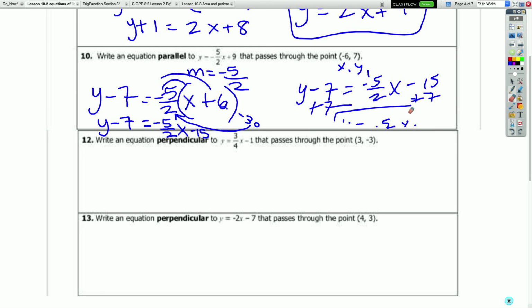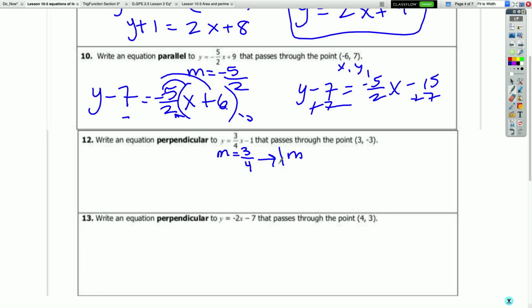Perpendicular. What do I know about perpendicular slopes? They are negative reciprocals, the vocab word that's on your wall. And that means I do what to it? I flip it and change the sign. So we need my original slope here, which is what? 3 over 4. So to change it to its perpendicular slope, I flip it and change the sign. So if it's positive 3 over 4, it's going to change to negative 4 over 3.